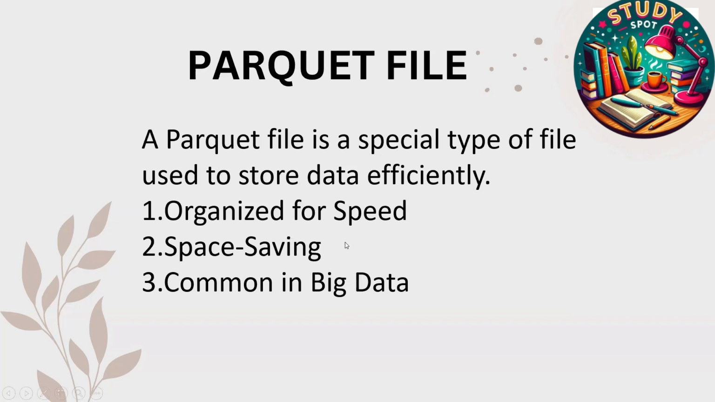Let us see one by one. First one is organized for speed. It organizes data in columns rather than rows, making it fast to read and process specific pieces of data, like a column in a spreadsheet, without needing to look at anything else. Second one is space saving. It compresses the data, meaning it takes up less space on your computer or in the cloud. Next one is common in big data. It's popular in big data tools like Spark, Hadoop, and Pandas because it works well with large data sets.